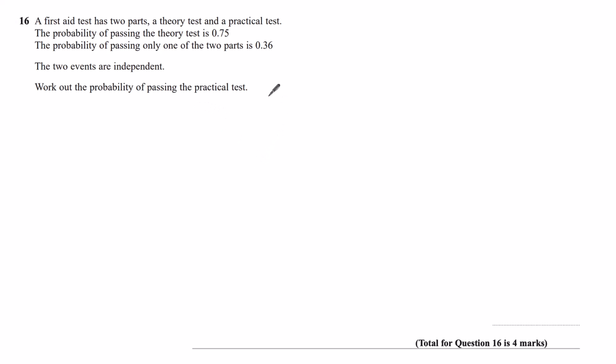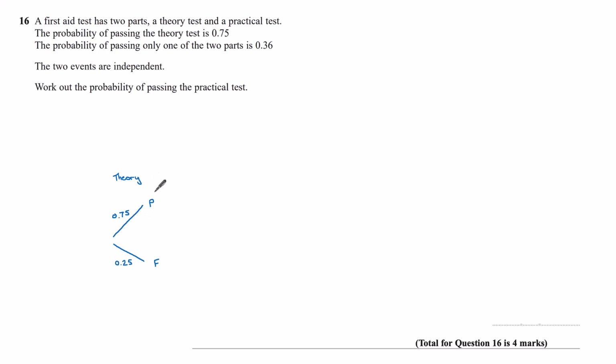So if we think about this in terms of tree diagrams, we've got firstly the theory test and then the practical test. So the theory test, we either pass or we fail. We're told we pass it with a probability of 0.75, which means we fail with a probability of 0.25.